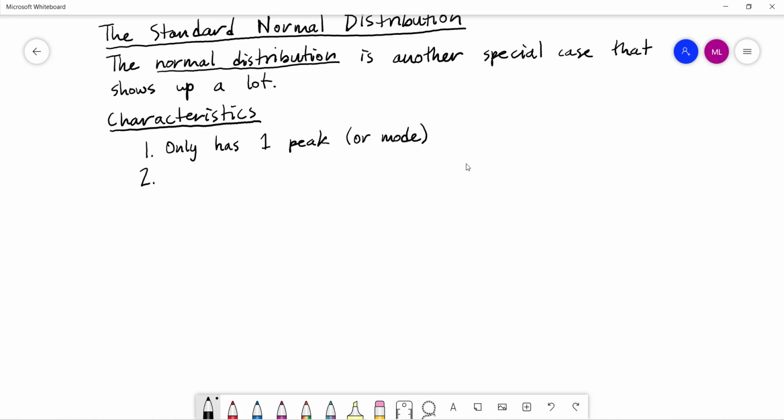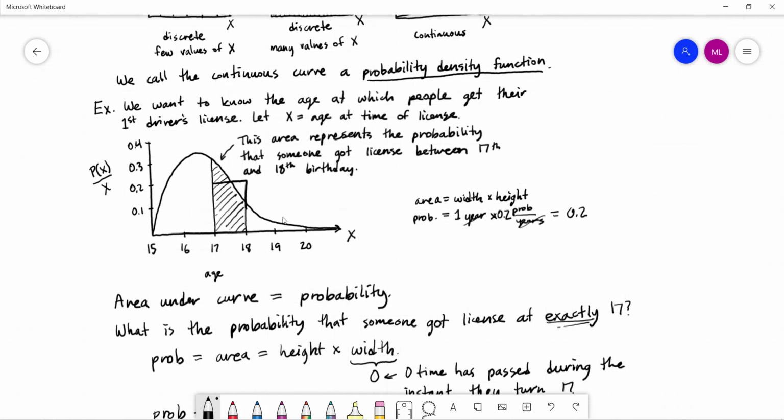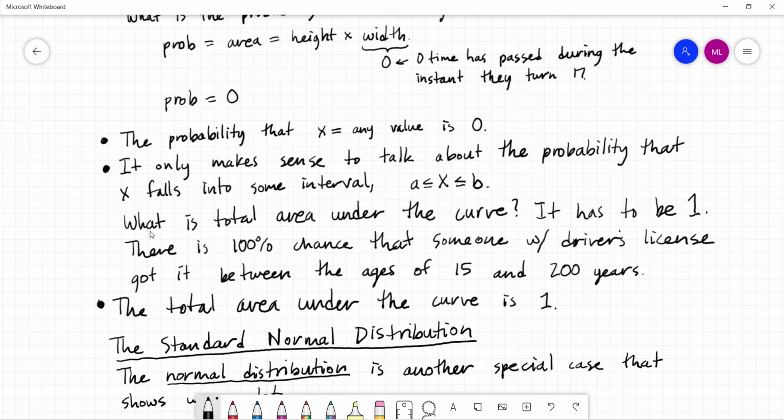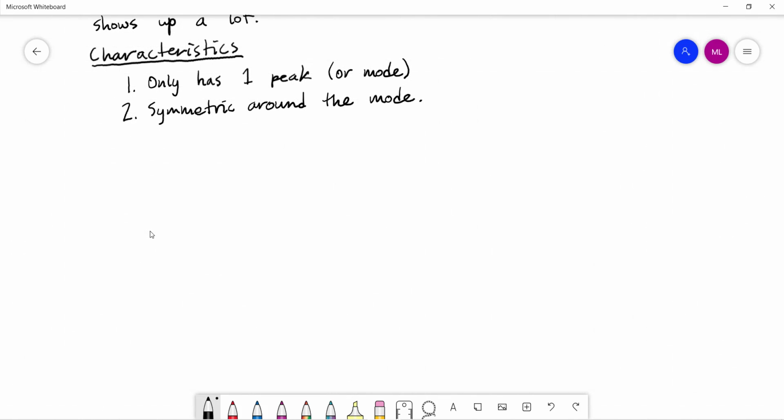Characteristic number 2, it is symmetric around that mode, or that peak. So that rules out this one from being a normal distribution because it is not symmetric. You can see it has a long tail on the right, having to do with the fact that there's no upper limit to what age you can be to get your driver's license, but it has no tail on the left, indicating that there is a lower boundary, right? You can't get a driver's license when you're 5 years old, at least not here in New Mexico. Okay.